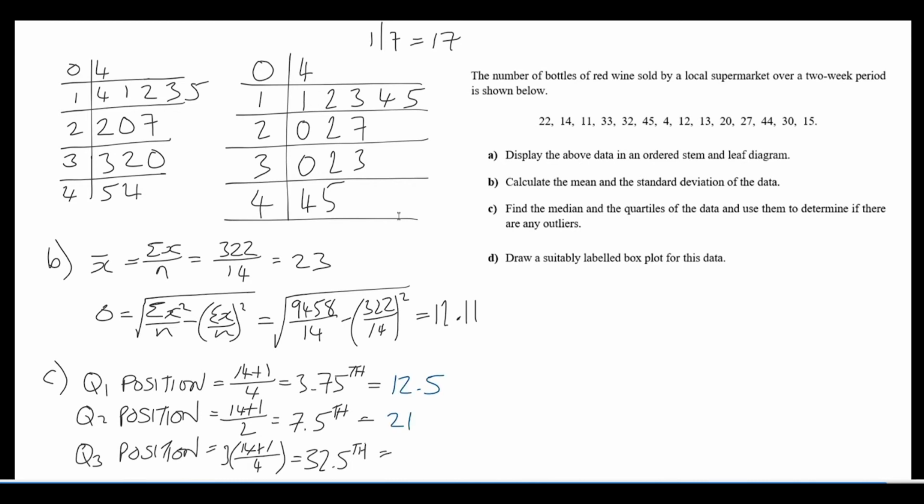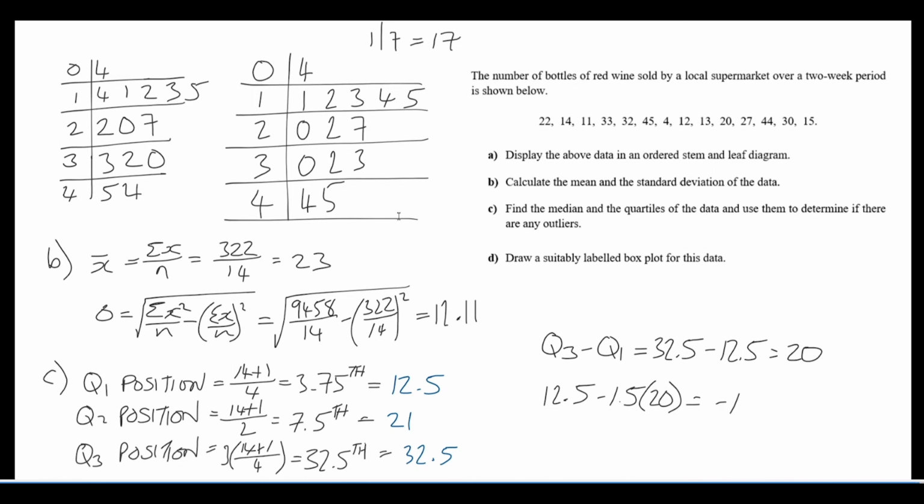So the values that are going to be matched up with these, 12.5, 21, and 32.5. So the lower quartile, the median, the upper quartile. We've been asked to determine whether there's any outliers, so we're going to use our standard outlier boundary calculation. The interquartile range is Q3 minus Q1. In this case, it's 20. We're going to take the lower quartile and subtract 1.5 times that interquartile range. Any values smaller than that will be outliers.